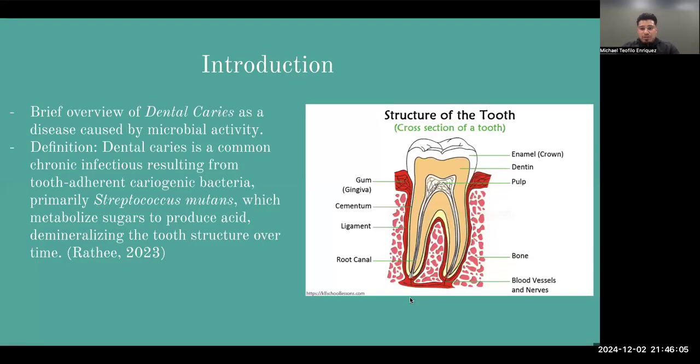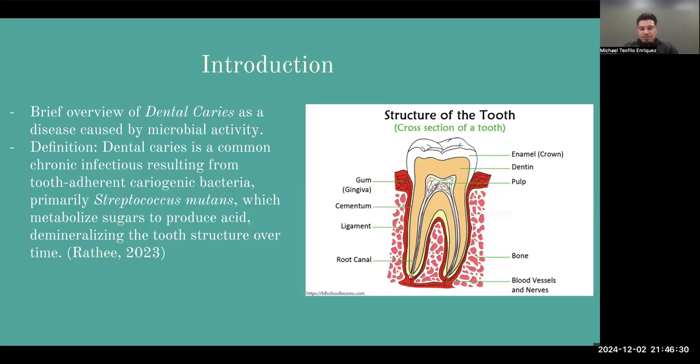So, for the introduction, dental caries is caused by microbial activity. And then a quick definition: dental caries is a common chronic infection resulting from tooth-adherent cariogenic bacteria, primarily Streptococcus mutans, which metabolize sugars to produce acid, demineralizing the tooth structure over time.